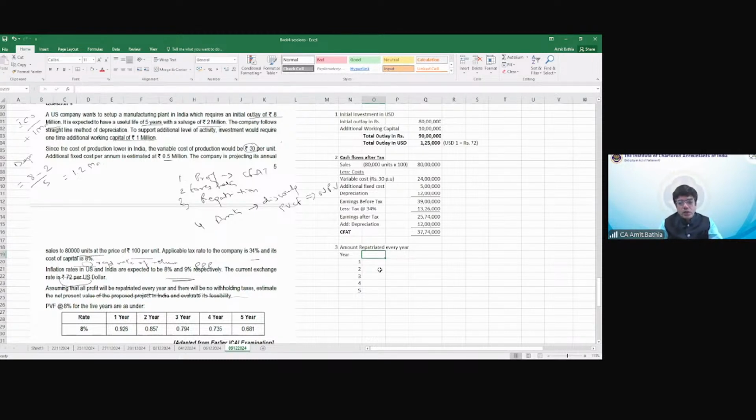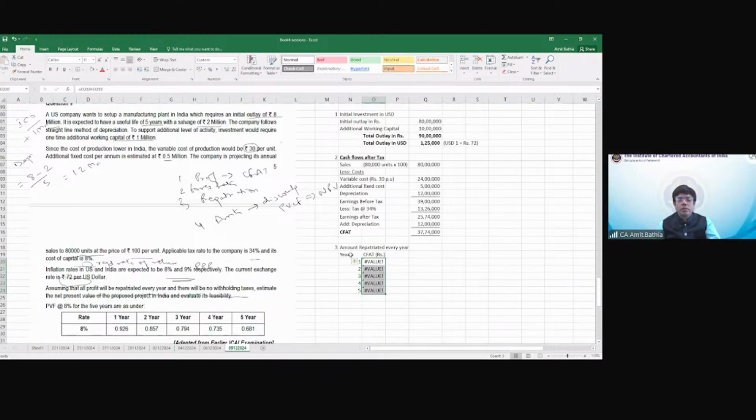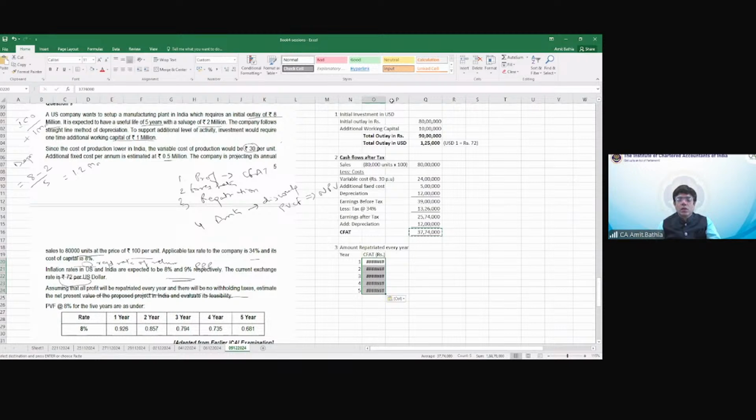So how much is the amount? CFAT rupees. How much is that? 37 lakh 74,000. So all the 5 years you will have the same amount. 37 lakh 74,000. All right.